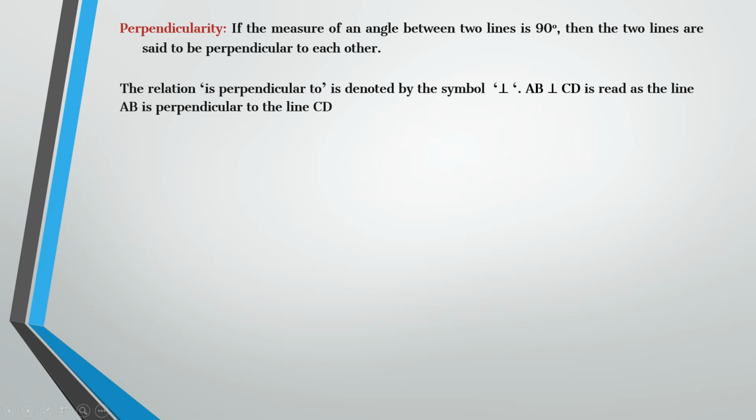Next concept about perpendicularity. If the measure of the angle between two lines is 90 degrees, then those two lines are said to be perpendicular to each other. The relation 'perpendicular to' is denoted by this symbol, which we are using. AB is perpendicular to CD. We read it as line AB is perpendicular to CD.